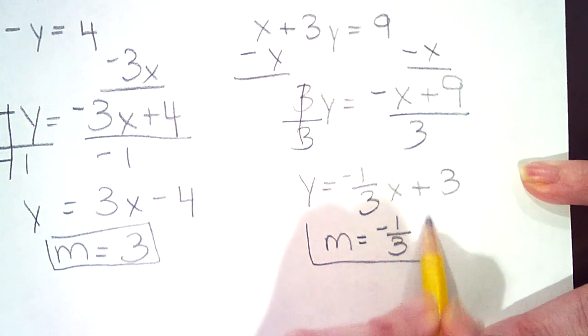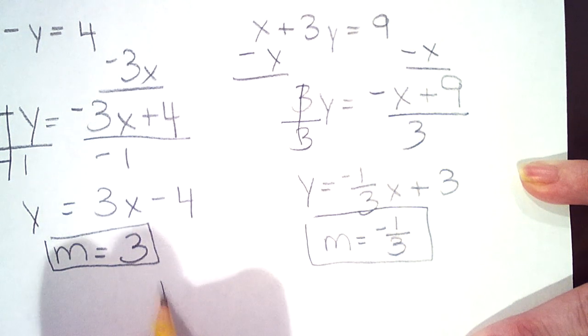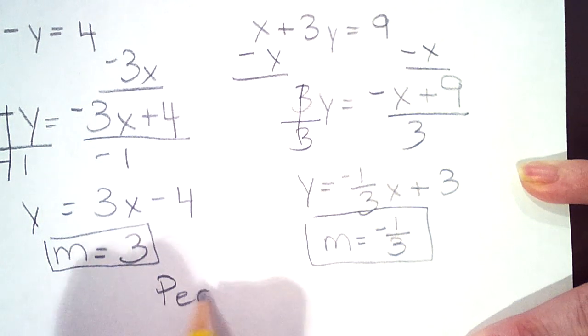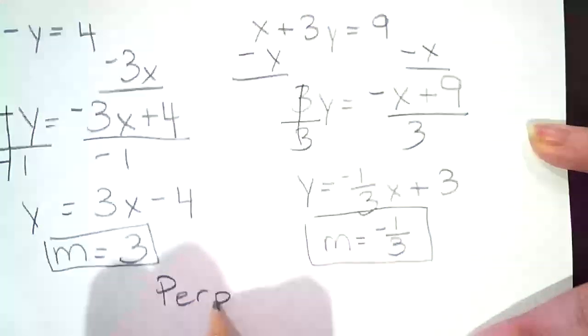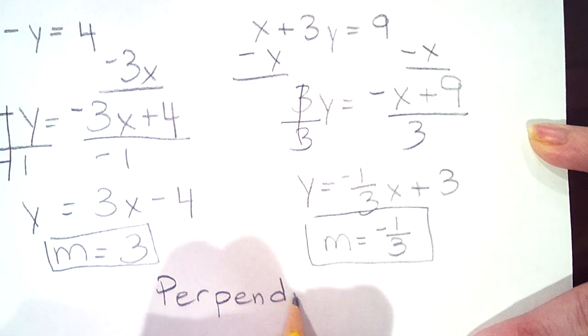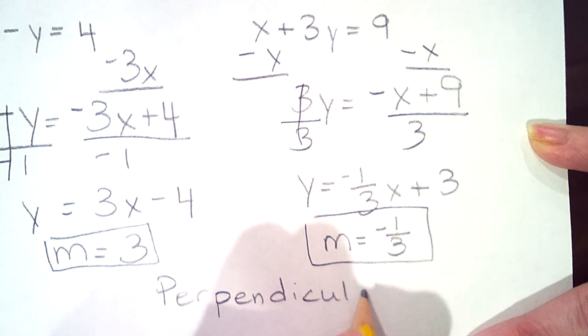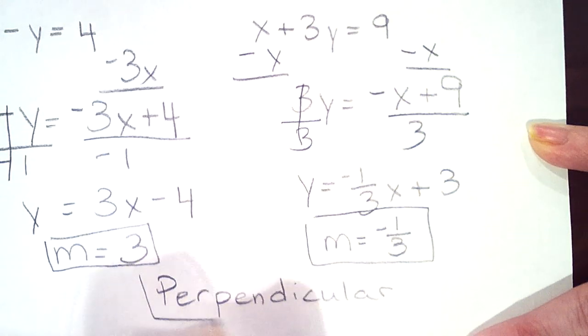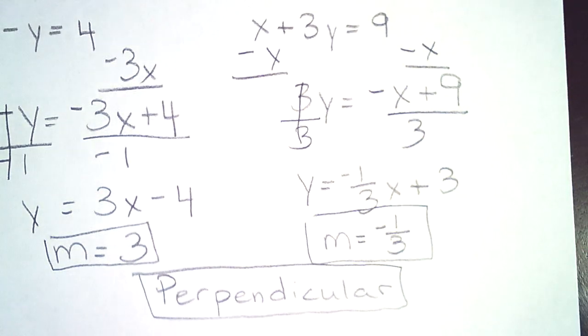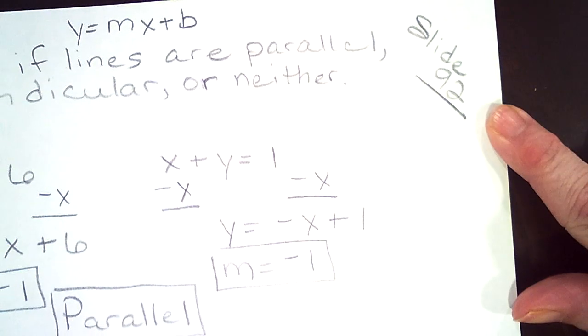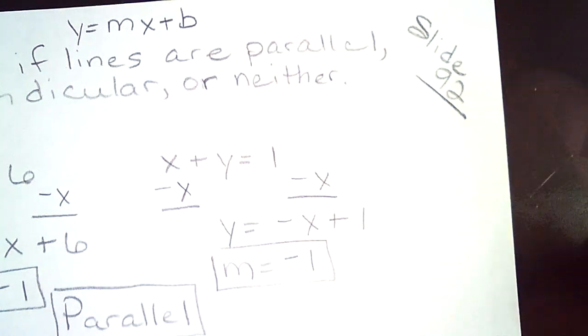Okay, which means these two lines are perpendicular to one another. They intersect at a 90-degree angle. And remember, you can go back to slide number 92 to see some samples of what it looks like to be perpendicular.